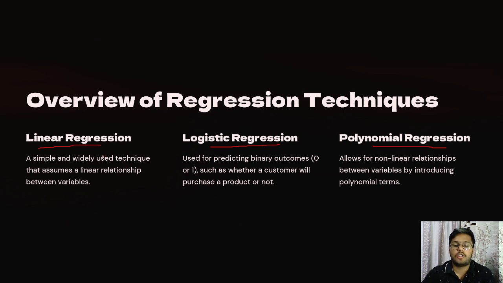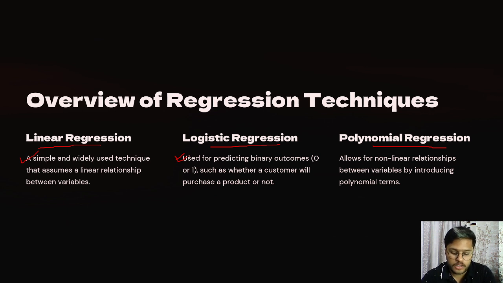Now, the second one is logistic regression. We understood linear regression; let's understand logistic regression. Logistic regression is used for predicting binary outcomes, meaning 0 or 1, such as whether a customer will purchase a product or not. Although called regression, it's used for classification tasks with binary outcomes like 0, 1 or true or false. Like predicting whether I buy a product, yes or no.